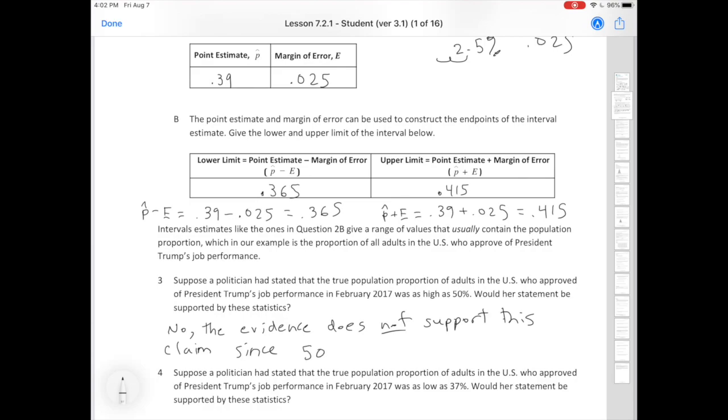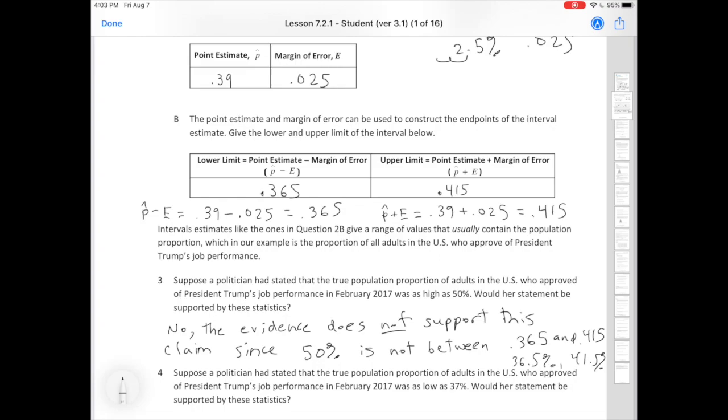Since 50% is not between 0.365 and 0.415, right? So again, if you want to look at this as percents, this is 36.5% and 41.5%. So another way to look at it is that the real answer most likely sits between those two numbers. Now again, we're not saying that it's impossible for his approval rating to be at 50%, but we have evidence, and the evidence does not support that, right?